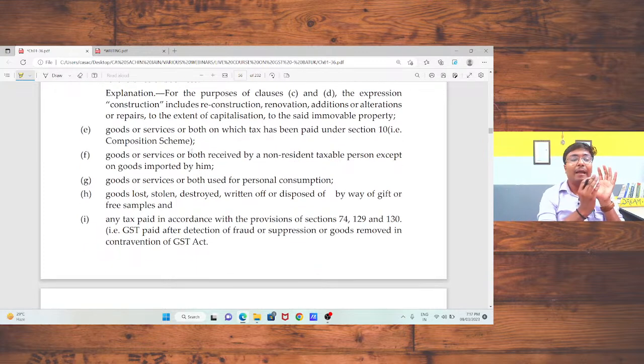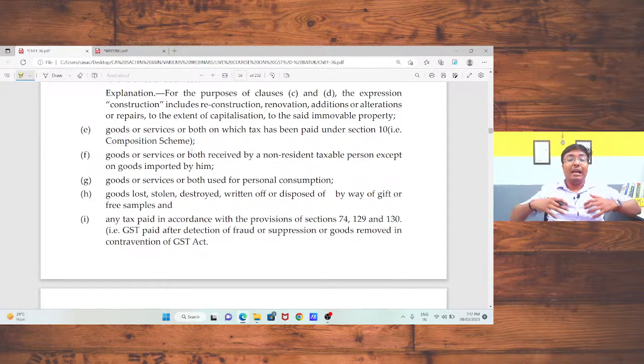If I am going to pay tax under the composition taxable scheme, that means my turnover is below 1.5 crore. In that case, I may pay the tax under the composition scheme, that means I am going to pay tax at a concessional rate. Hence, I will not be eligible to take the input tax credit.